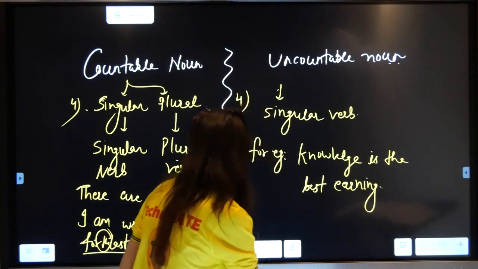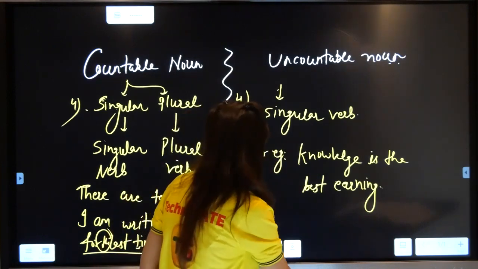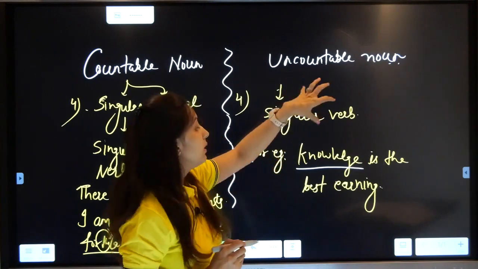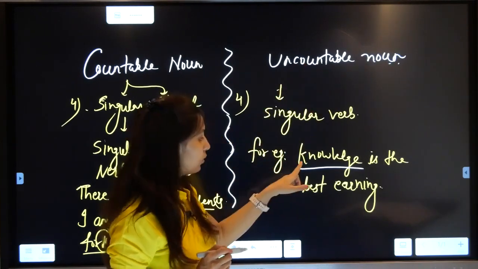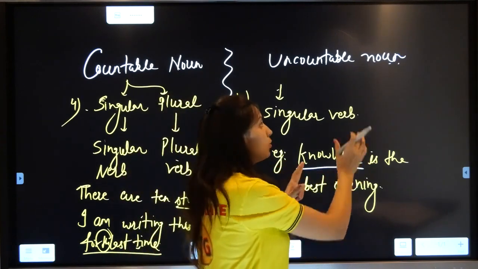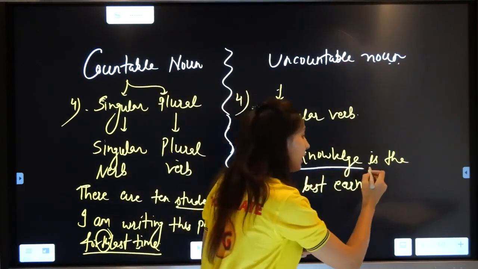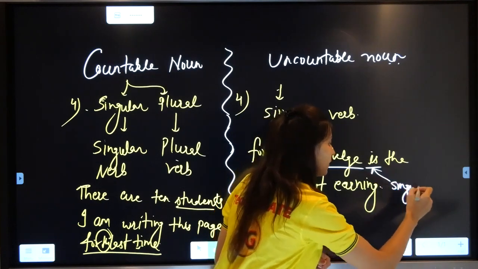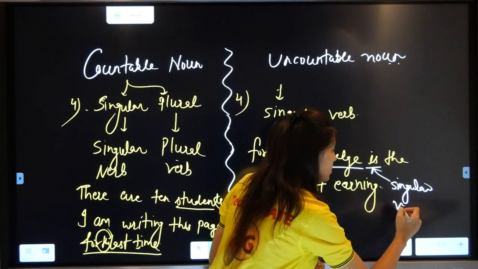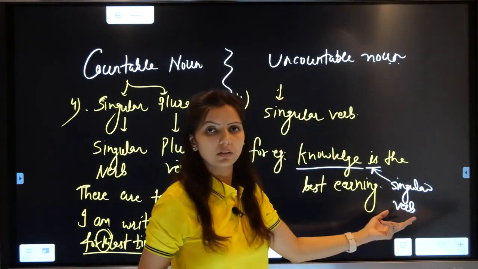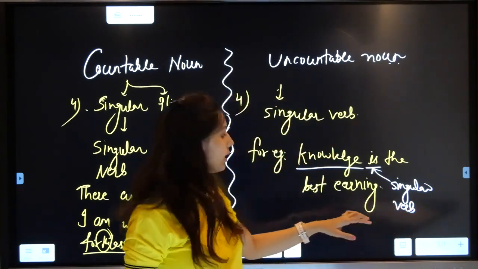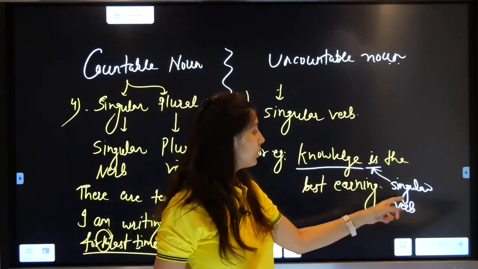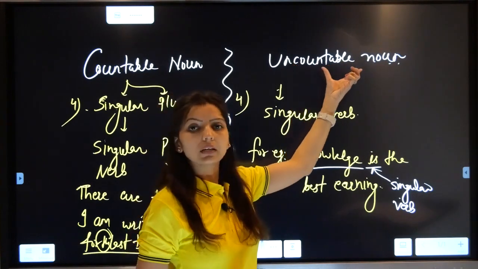So I have written this term knowledge here. Knowledge is an example, a type, a member of uncountable nouns which we cannot count. If I use this term, or any uncountable noun, what do I have to use? I have to use a singular verb here, because this is the rule. We have to remember this rule. I cannot use "are" because it is plural. So I have to use a singular verb after all uncountable nouns.